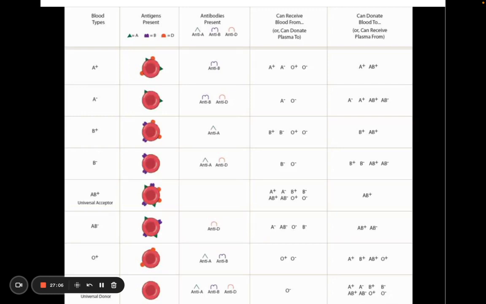Negatives can give to positives, but positives cannot give to negatives. Okay? All right. So A positive, A negative, O positive, and O negative. Why? Because guess what? O doesn't have any antigens on that red blood cell, so there's nothing that this little antibody B can connect with. So we're good to go.